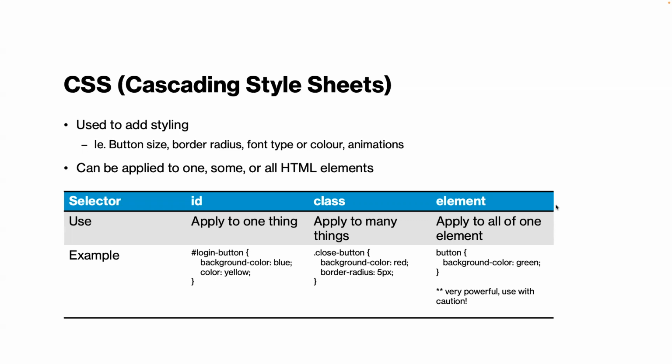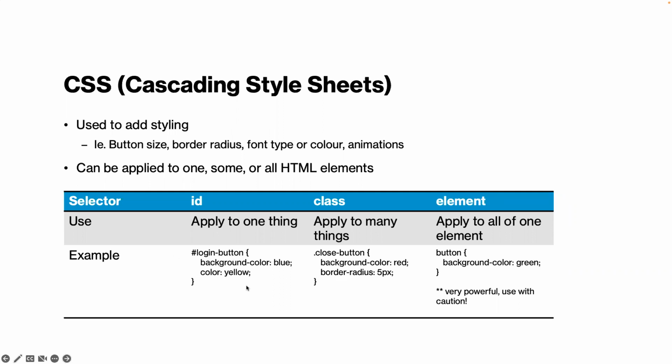You can even do animations in CSS. So there are different ways to apply these stylings, and they're called selectors. They can be applied in different ways. There are three different types of selectors that are really important to remember. An ID starts with this sort of hashtag symbol. So you can see the login button.